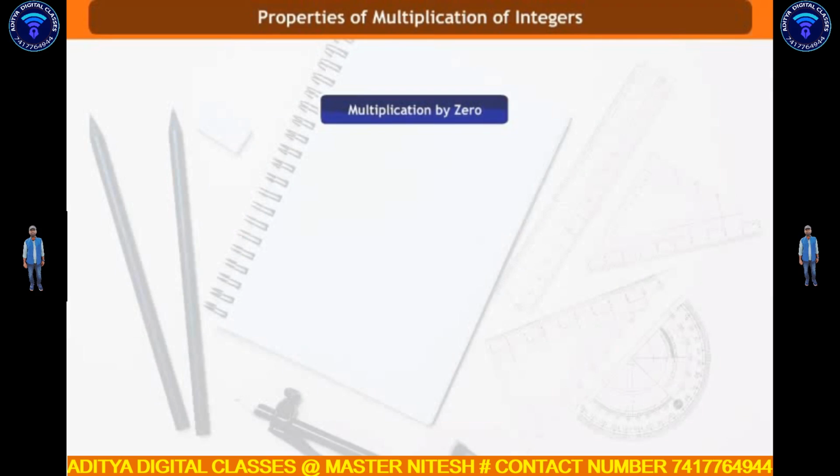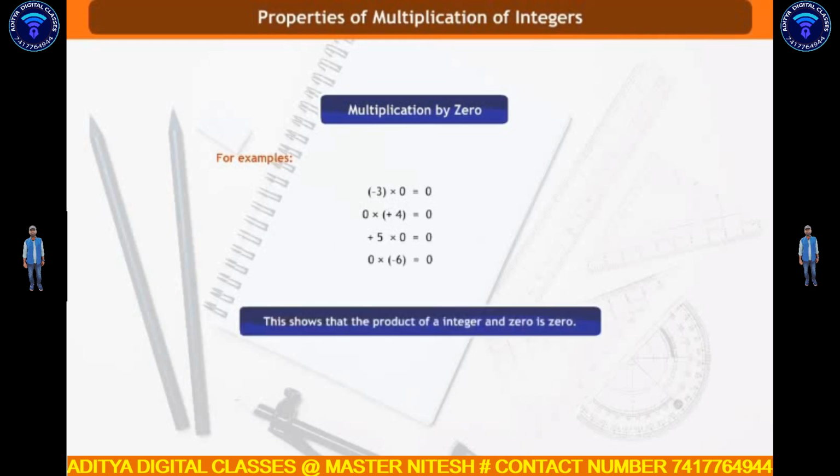Multiplication by 0. We know that any whole number when multiplied by 0 gives 0. Let us look at examples. For example, -3 into 0 is equal to 0. 0 into +4 is equal to 0. +5 into 0 is equal to 0. 0 into -6 is equal to 0. This shows that the product of an integer and 0 is 0. A into 0 is equal to 0 into A is equal to 0.